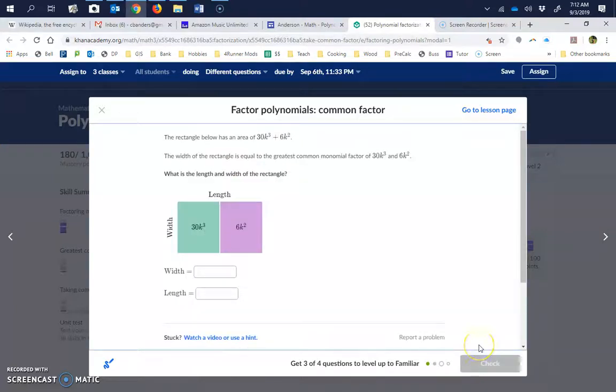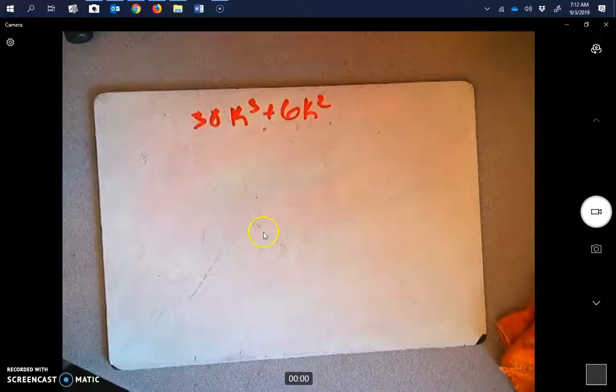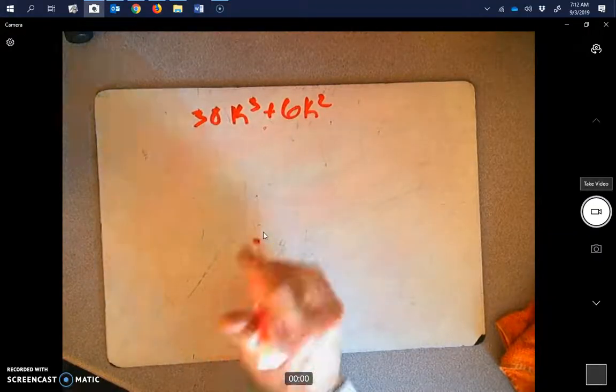Okay, so like the first question, and actually I really like the last question too. There's no image on the second one. So we have a width and a length. Yeah, so it's 30k cubed plus 6k squared. And it says the width is the greatest common monomial factor. So let's find the width first. I'm not going to draw it this time. I'm going to go a little bit faster.